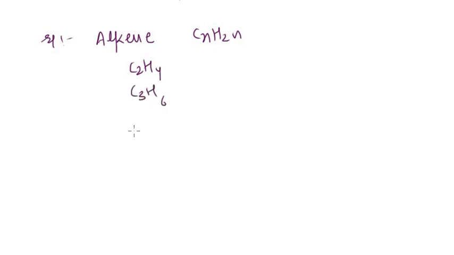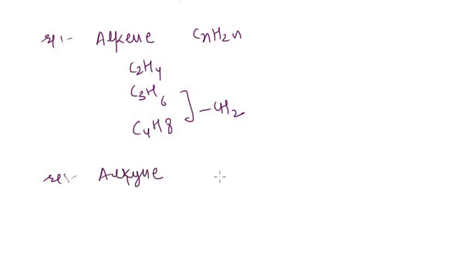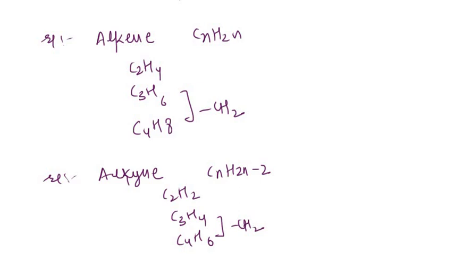Now if we write another example like alkene, the general formula is CnH2n. So it is C2H4, C3H6, C4H8. It differs by a CH2 unit. Right? Another example is alkyne. The general formula is CnH2n-2. Like C2H2, C3H4, C4H6. It differs by a CH2 unit and the molecular mass differs by 14.